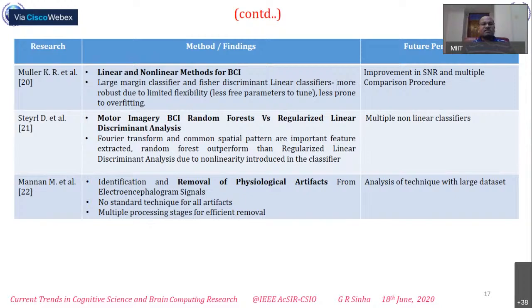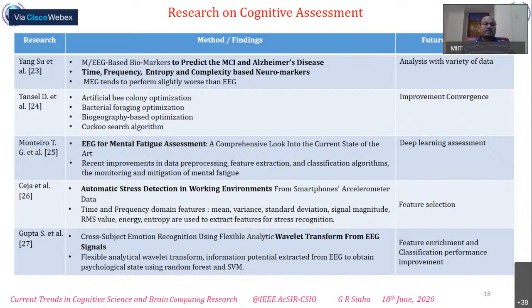And there is some more research: linear and nonlinear methods for BCI, motor imagery for BCI, random forest and linear discriminant analysis, removal of physiological artifacts like movement and eye blinking, and disorders. There is research on cognitive assessment like mental fatigue assessment: when we are tired, what is the change in brain signal. And automatic stress detection in different working environments.